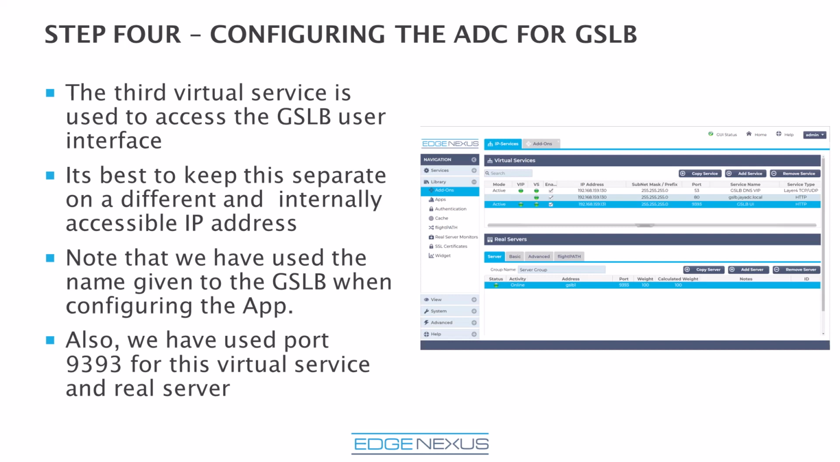To ensure proper security, it is recommended to keep this virtual service on a separate IP address that is only accessible internally within the network. This way, unauthorized access from external sources can be prevented. When configuring the application, the name given to the GSLB system is used to identify the real server entry. In this example, it is GSLB1. Additionally, port 9393 is designated for this virtual service and the corresponding real server. This port is selected because it is not commonly used by other applications, which reduces the likelihood of conflicts or interference.